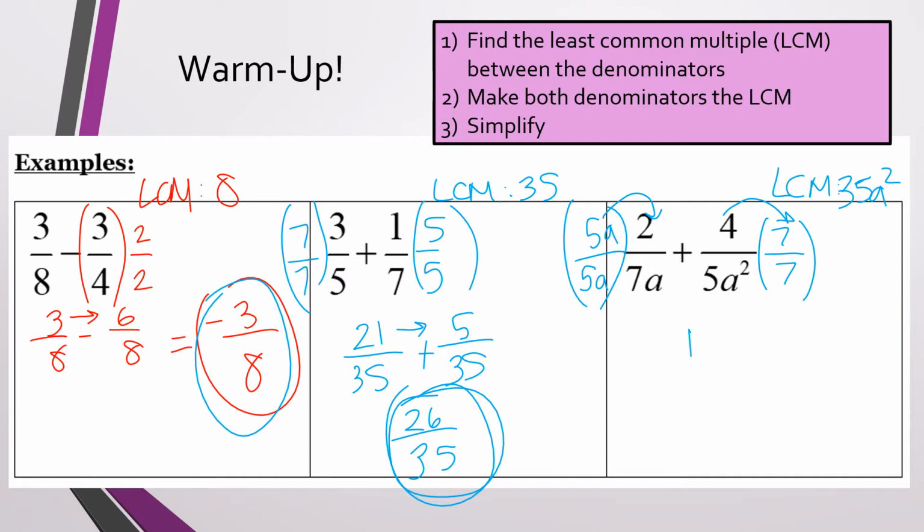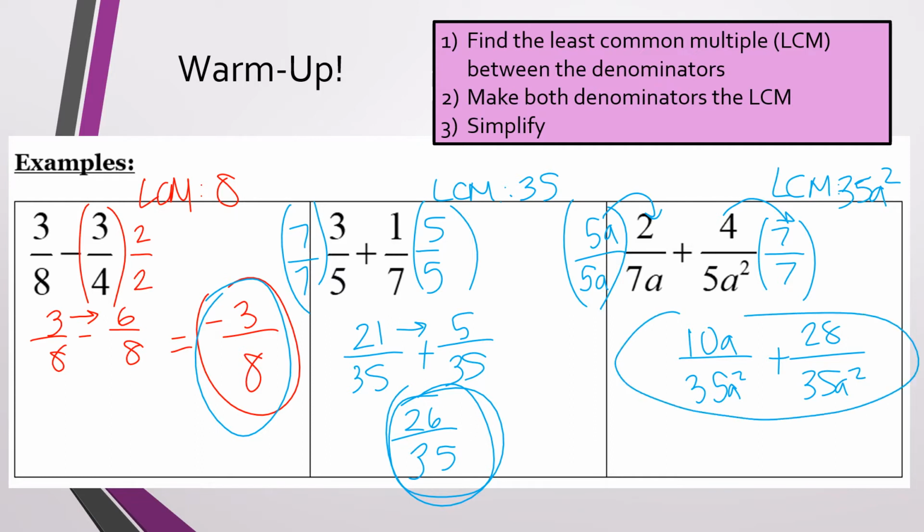5a times 2 is 10a over 35a squared. 4 times 7 is 28, and then over 35a squared. And if you want to skip this step here, you could just go straight to your end step, which is 10a plus 28 over 35a squared. So if you want to go from here all the way to here in one step, that's perfectly fine.